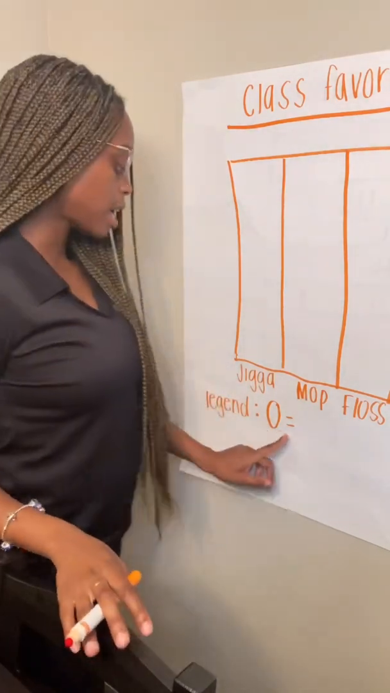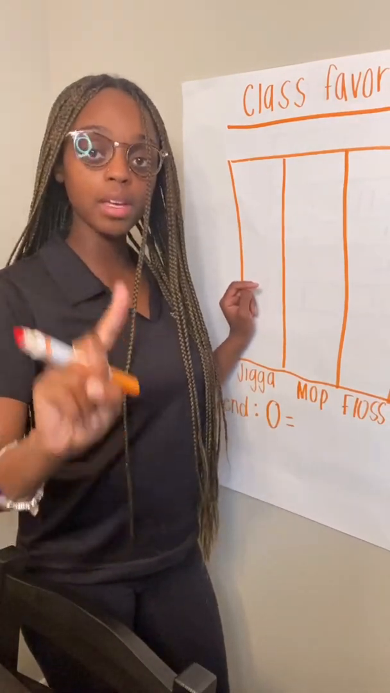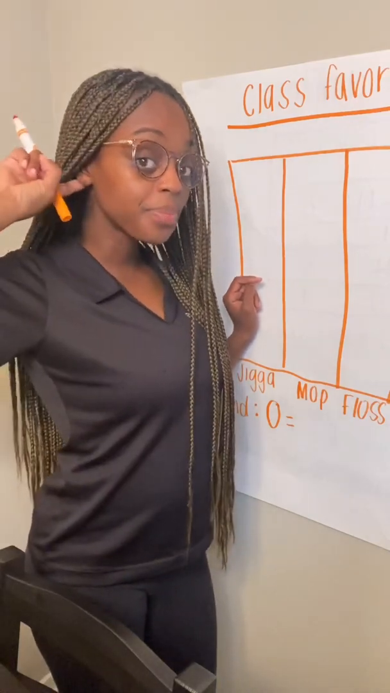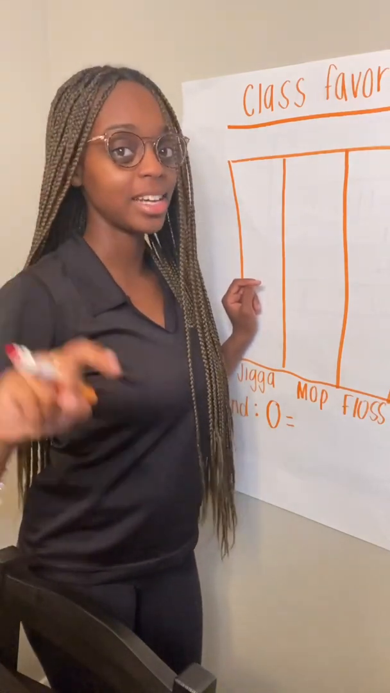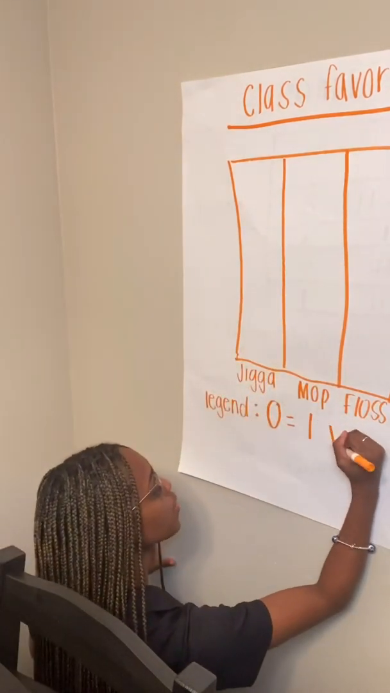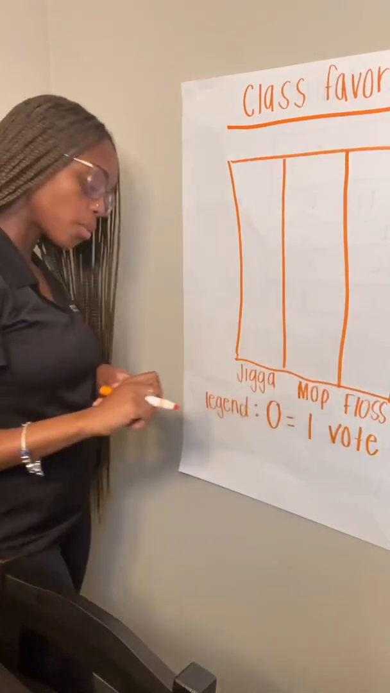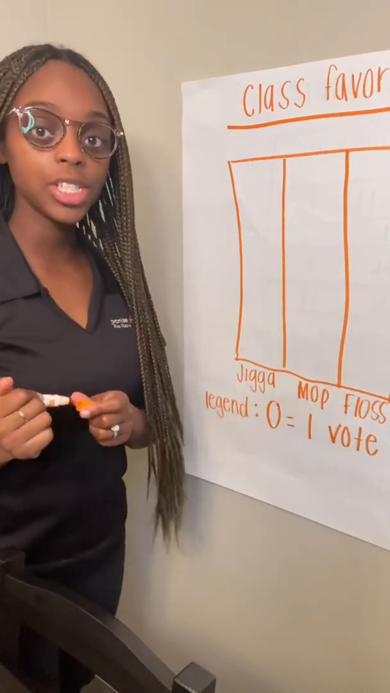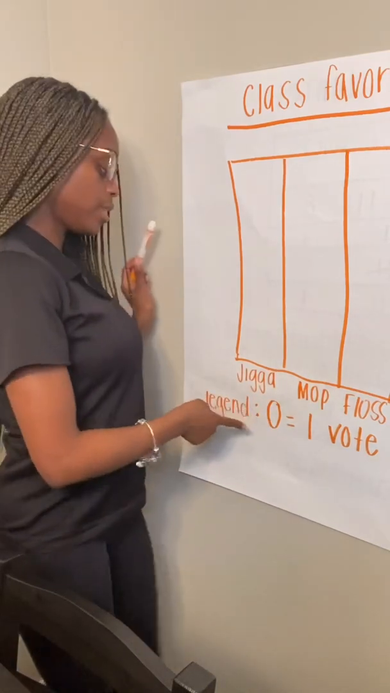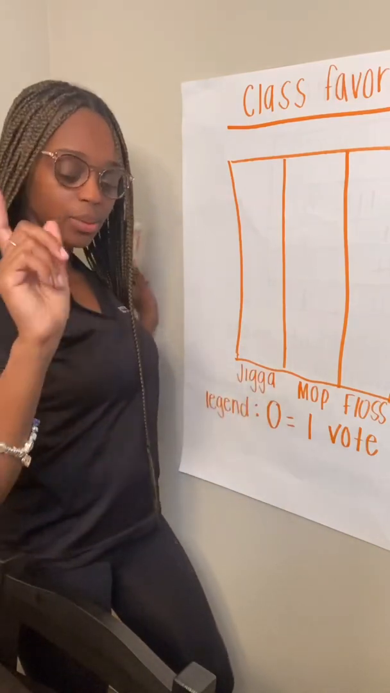This means that for each circle, it equals 1 vote. That means every time you see this, you are going to count by 1. That means 1 person voted. How many? 1 person. Good job. So I'm going to put 1 vote. So once again, a legend tells you what each picture stands for. In this instance, 1 circle equals 1 vote.